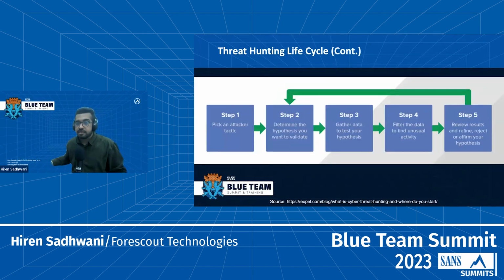Similarly, there's one of the other life cycles shared by the expel.com blog. It shows a step-by-step process. In the first step, you need to pick an attacker tactic. You can use MITRE ATT&CK. There are all different types of tactics available, and every tactic has different techniques, right? From reconnaissance to impact. Every tactic has multiple techniques, right? So pick any tactic.